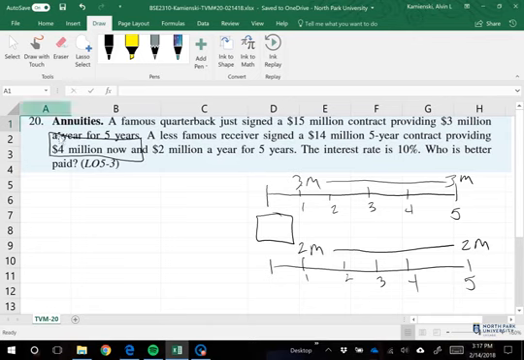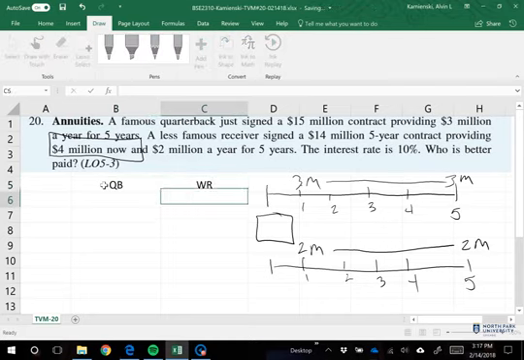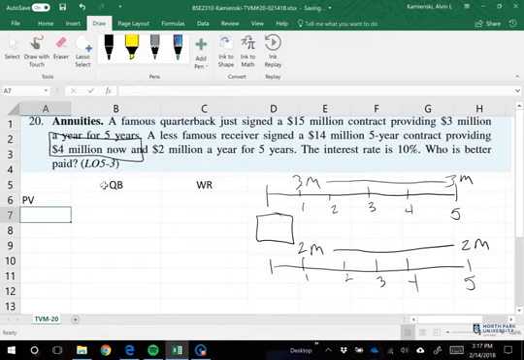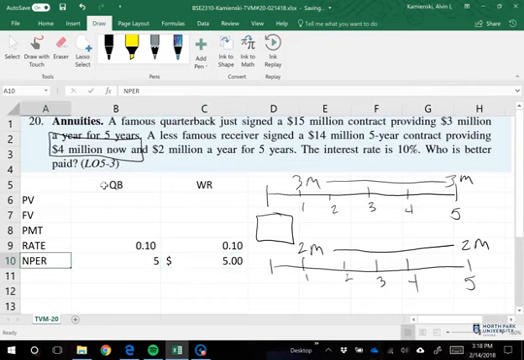So now let's go ahead and look at these two things on a total cash flow basis by looking at the quarterback and looking at the receiver. And let's look at our 5 variables of present value, future value, payment, the rate, and the number of periods. For both, it's indicated for us in the problem that the rate is 10%. Both of them are paid over a 5-year period.